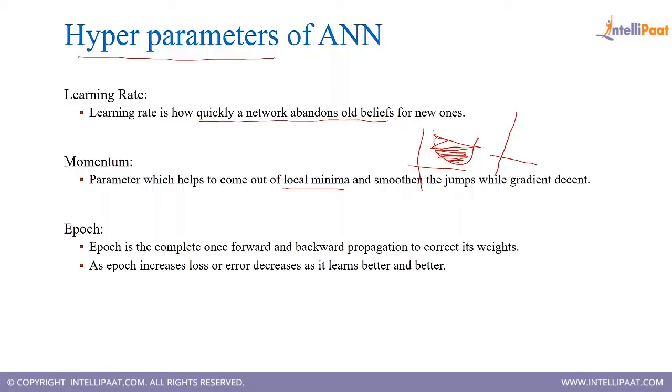Epochs, as we know, a complete forward and backward propagation to correct the weights is your epoch. As the epoch increases, loss decreases. Right? That is how you look for your error factor decreasing. As the epoch increases, your error would decrease. Okay, that's the thing.